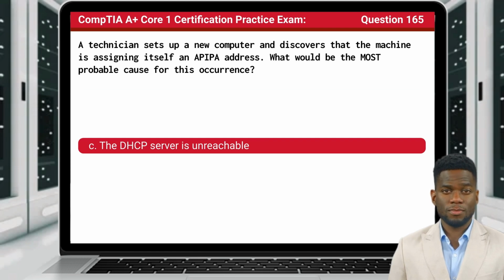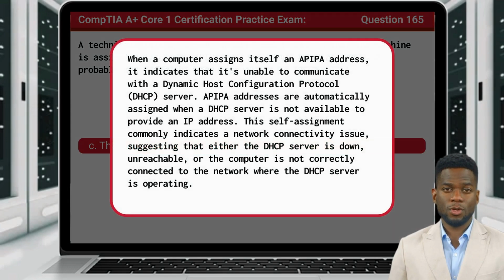The answer is C. The DHCP server is unreachable. When a computer assigns itself an APIPA address, it indicates that it's unable to communicate with a Dynamic Host Configuration Protocol, or DHCP, server. APIPA addresses are automatically assigned when a DHCP server is not available to provide an IP address. This self-assignment commonly indicates a network connectivity issue, suggesting that either the DHCP server is down, unreachable, or the computer is not correctly connected to the network where the DHCP server is operated.